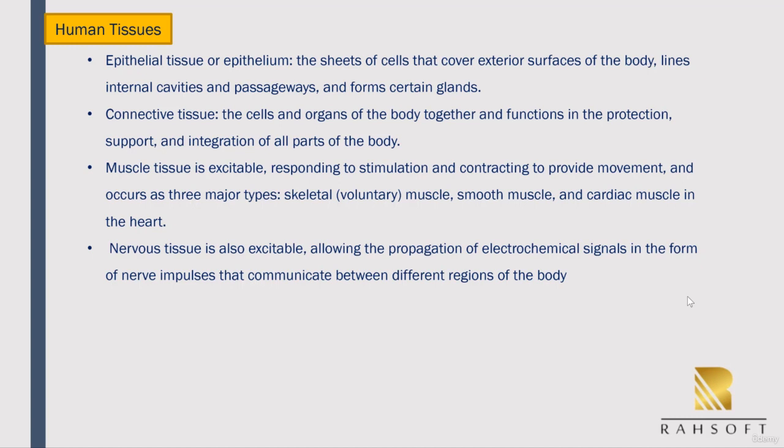The nervous tissue is also excitable through stimulation, and this allows for the propagation of electrochemical signals in the form of nerve impulses that communicate within different regions of the body. And the nervous system and the muscle system are also very connected to each other, but that is for later on within this course as we continue through this introduction of physiology.